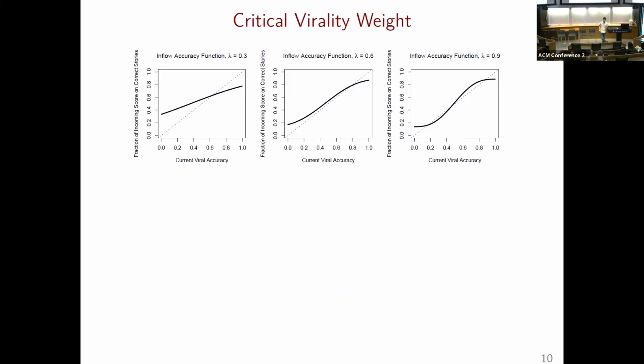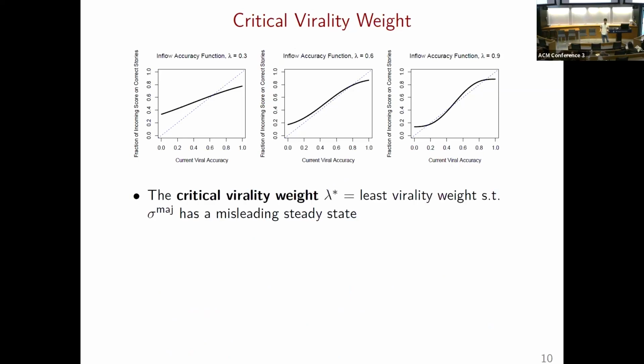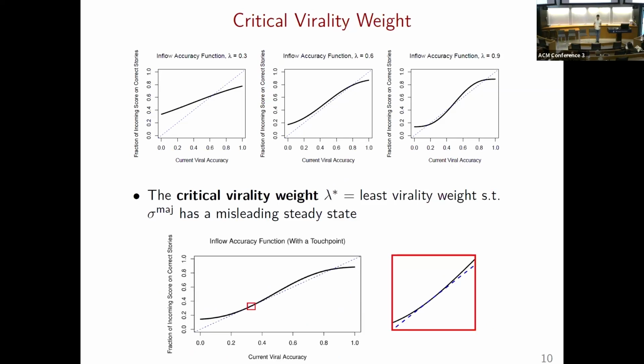So to state that more formally, I need one more definition, which is what I'll call a critical virality weight, which is the virality weight, the level of this parameter lambda, where we get these misleading steady states. So it's the least virality weight where this simple majority strategy has a misleading steady state. What this example is showing is if you don't weight by virality, if you just show people an unbiased sample of signals, you're not going to get this misleading steady state. The viral accuracy on the platform isn't going to matter for what people see.